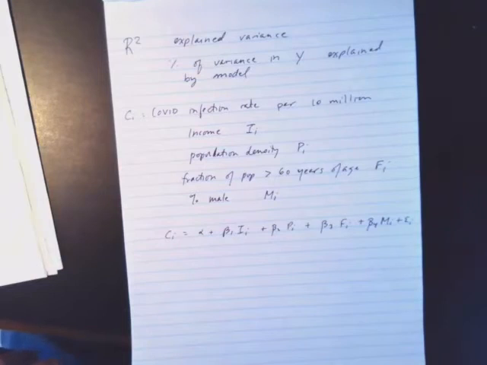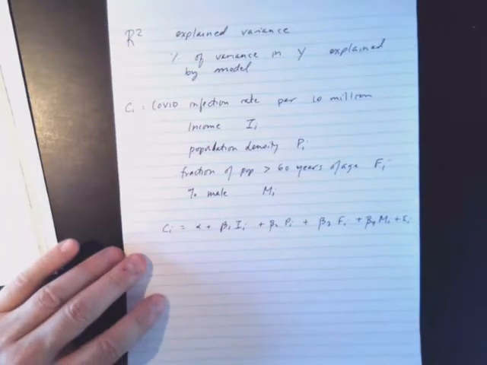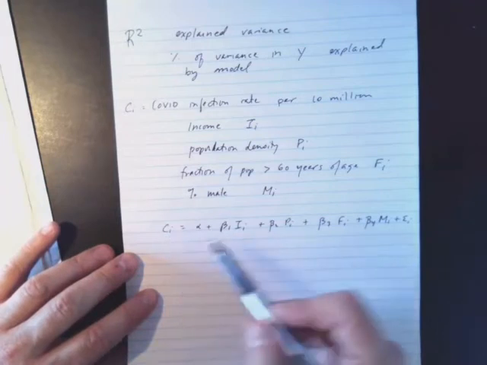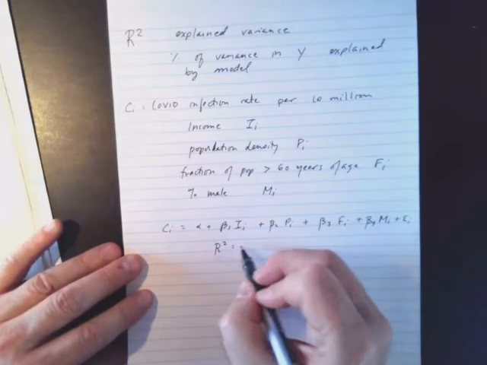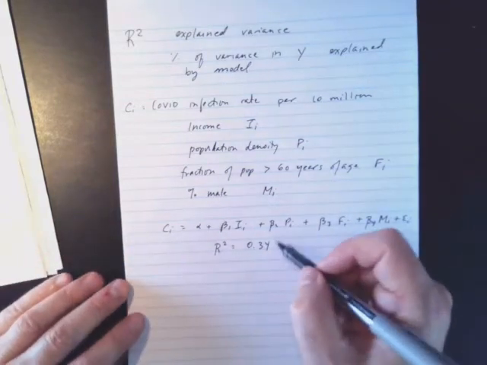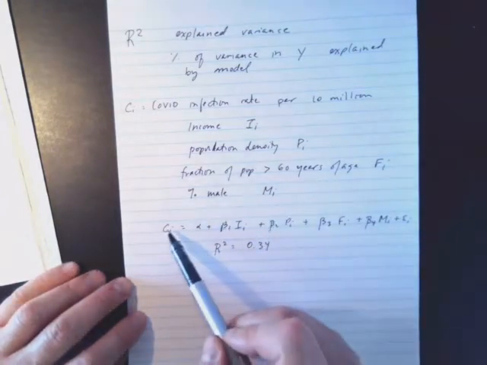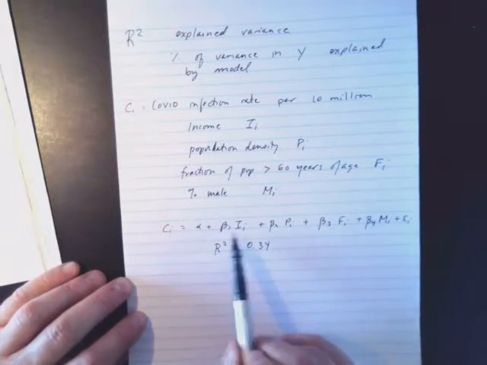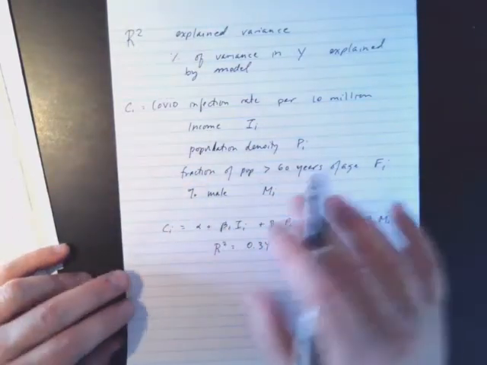So that would be a multiple regression model. It'd be a simple linear model where we're seeing if we can explain the variation in C. Now, if r squared equals 0.34, let's say we ran the regression and got r squared of 0.34, that means that we can account for 34% of the variations in C using these variables in a model of this form.